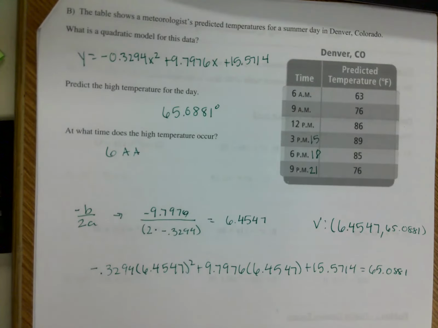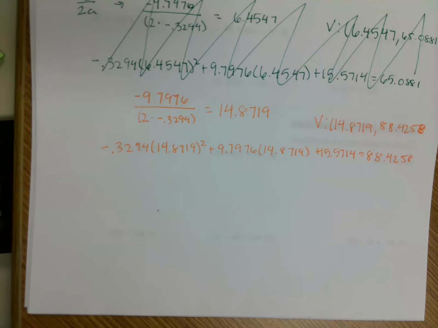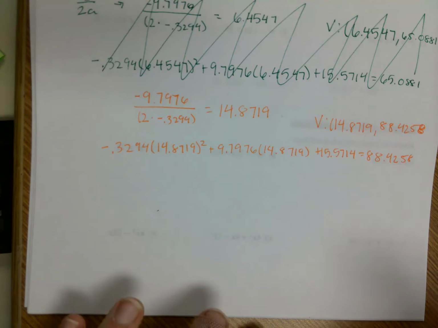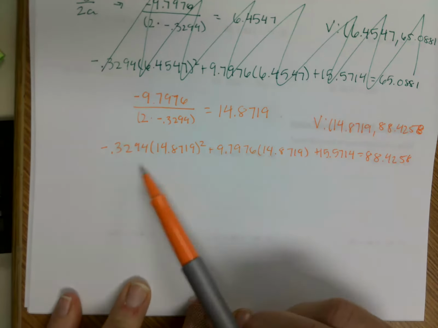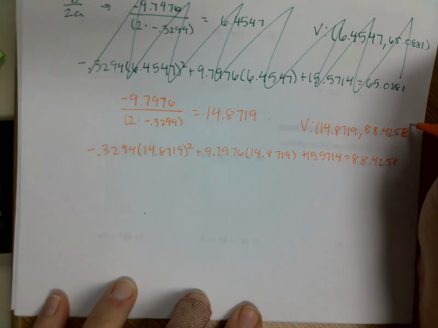Something's not right there. Just kidding, guys. Ha ha ha ha. This is what you should have gotten with your opposite b over 2a. Plug it back in here. This is what you get.